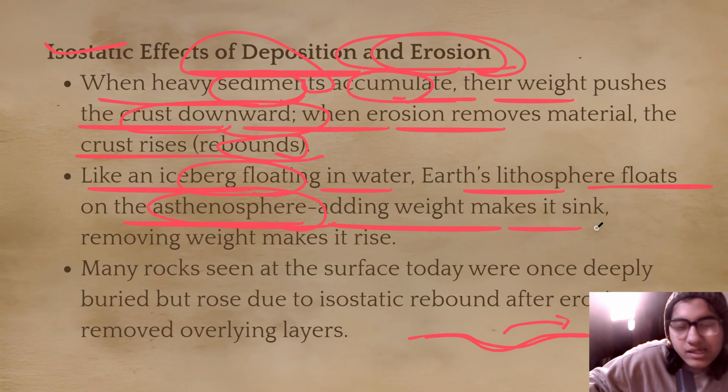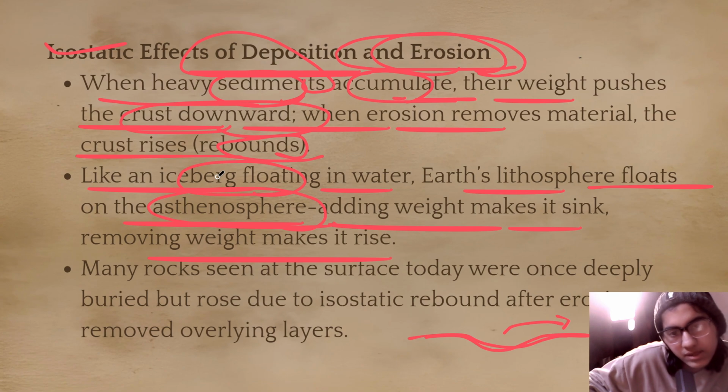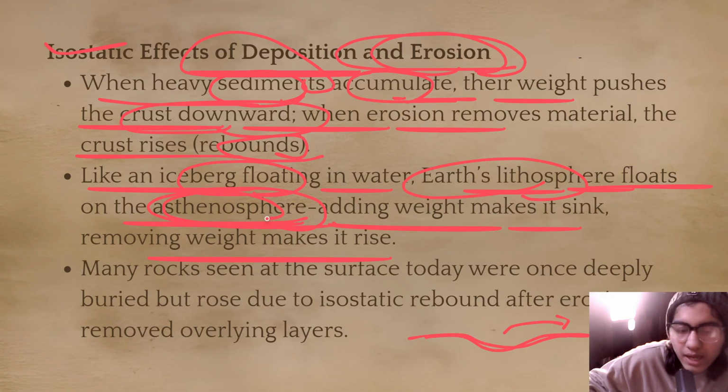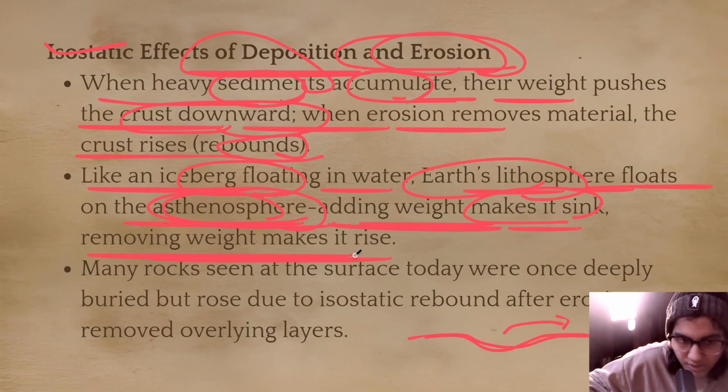Like an iceberg floating in water, Earth's lithosphere floats on the asthenosphere. Adding weight makes it sink. Removing weight makes it rise. Think of it like this: icebergs are floating on water and the Earth's lithosphere is floating on the asthenosphere, which is fluid-like and made up of soft material. Adding weight to the lithosphere makes it sink into the asthenosphere, and vice versa.